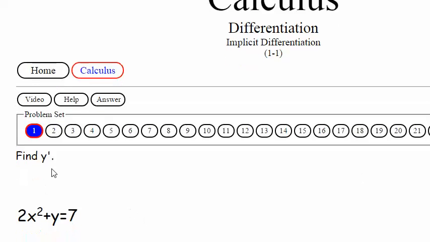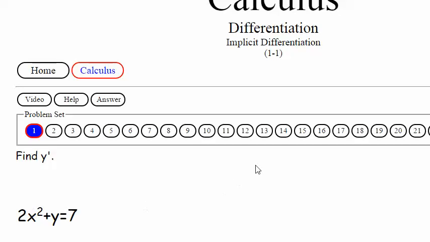Okay, so it says find y prime. Now if you're new to this section, like it says implicit differentiation, we have an implicit form. And in this particular case here, we can actually solve for y. But usually when there's a 2 here or y times x, which we'll see here shortly, it makes it a whole lot more difficult to solve for y.